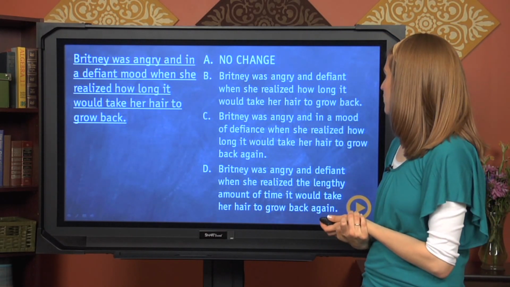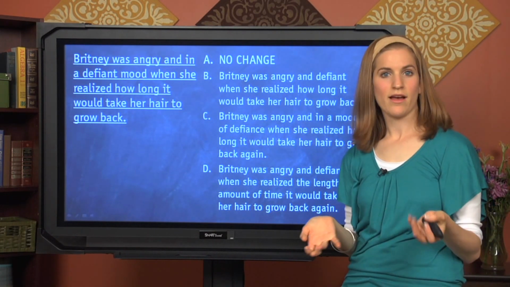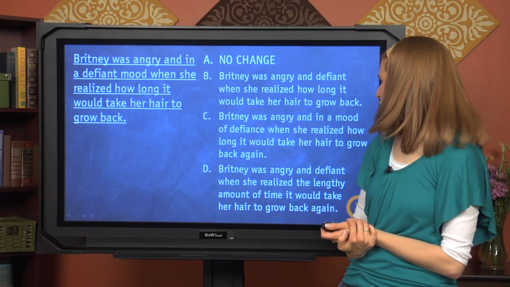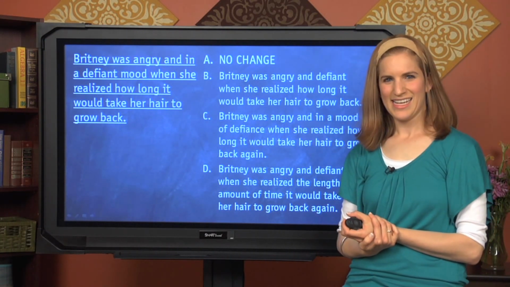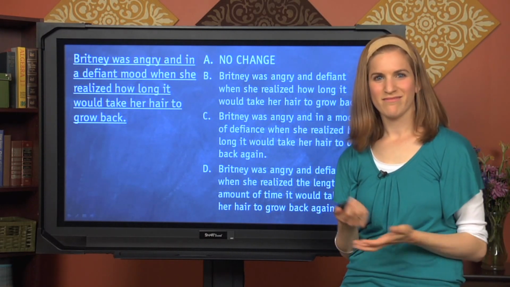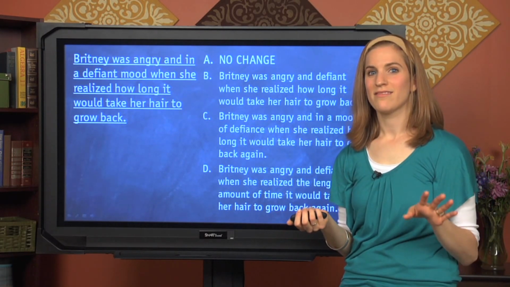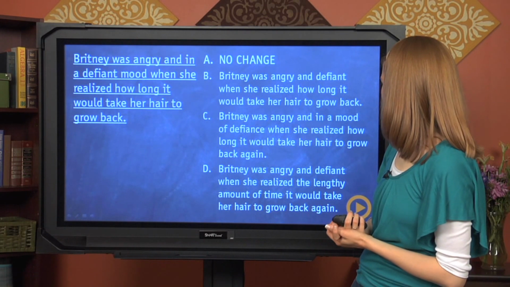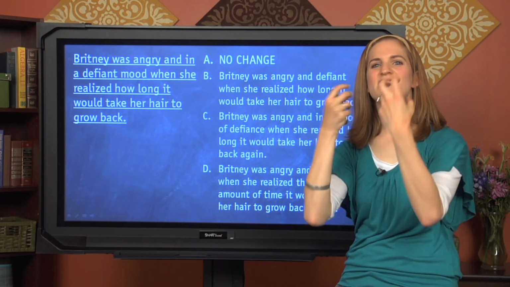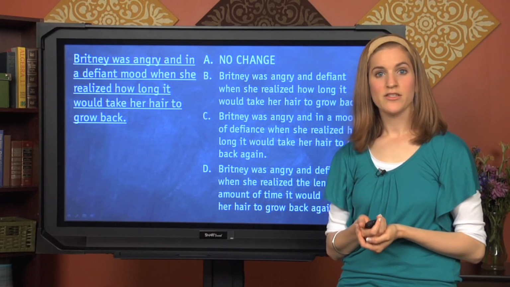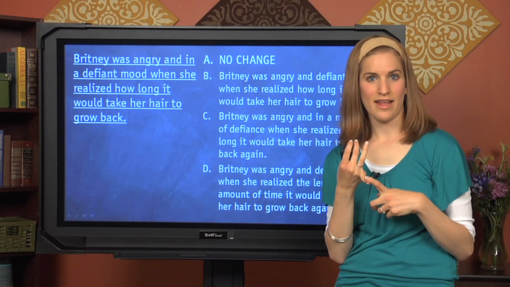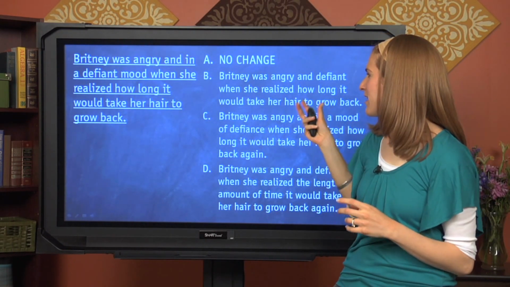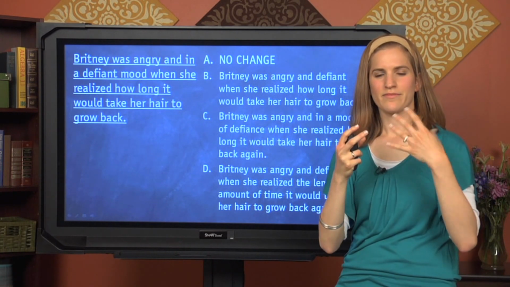B, Brittany was angry and defiant when she realized how long it would take her hair to grow back. Not bad. What about C? Brittany was angry and in a mood of defiance when she realized how long it would take her hair to grow back again. See how they just did a lot of stuff to the original? Not necessary. Plus, it's longer. That's a bad sign. Last one. Brittany was angry and defiant when she realized the lengthy amount of time it would take her hair to grow back again. Again, too much stuff done to the original and really long. So that's an example of always choosing the shortest answer if you're not sure, right? It's correct a third of the time. And lastly, never picking anything that really overdoes the original too much.